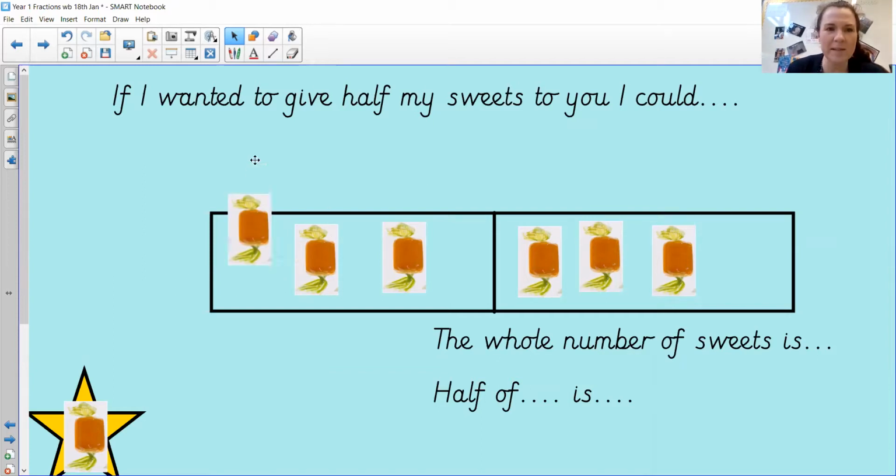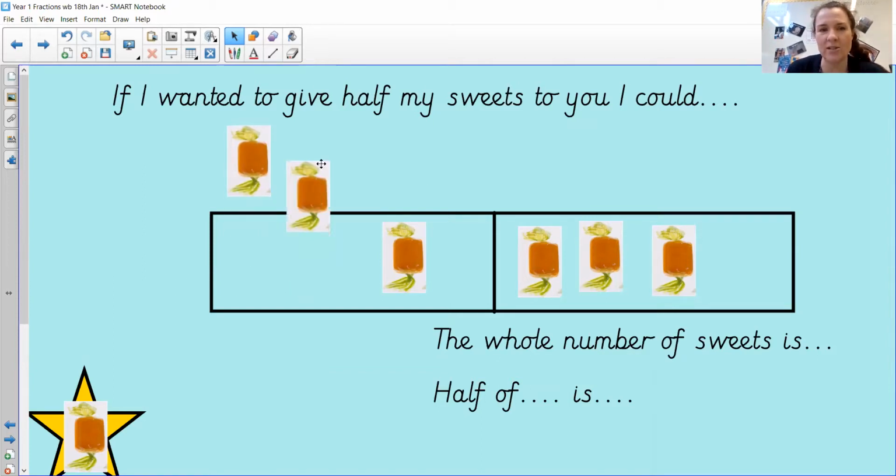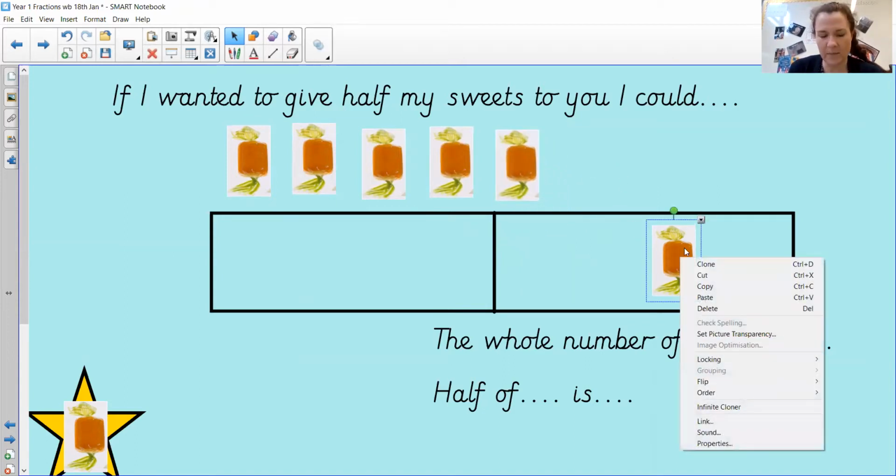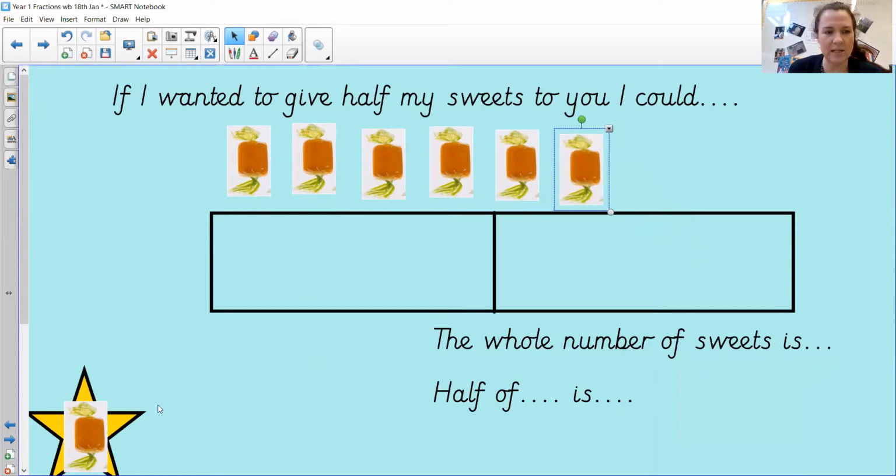Okay, we're going to do one more together, then I'm going to set you off on a challenge. Okay, I've got a challenge for you. So I'm going to take my counters off. Here we go. I'm taking my counters, my sweeties off. Okay. And I'm going to use my magic sweetie down here to give me some more. Here we go.